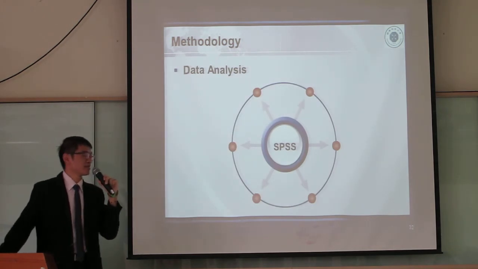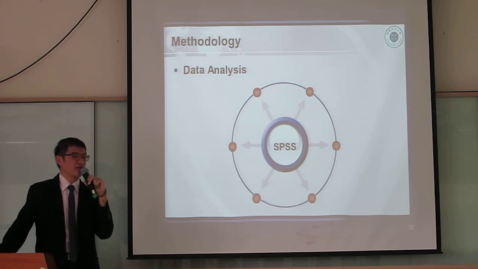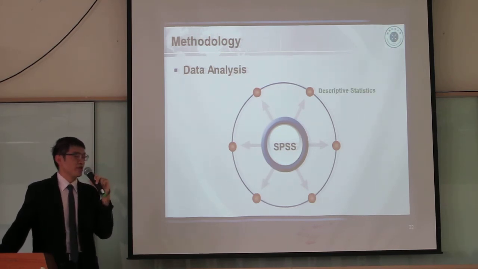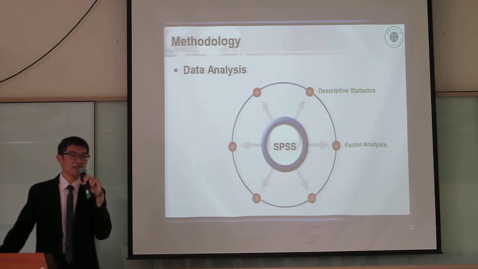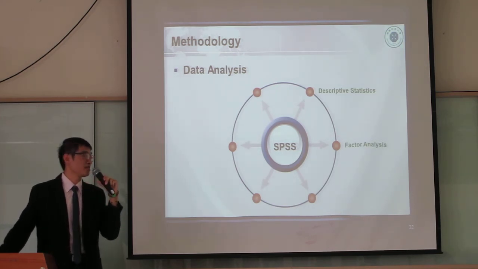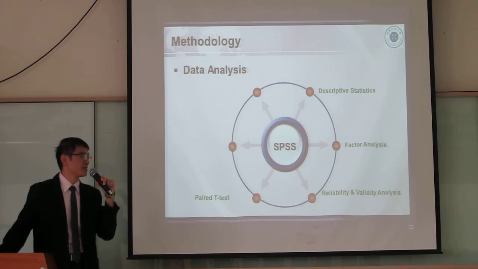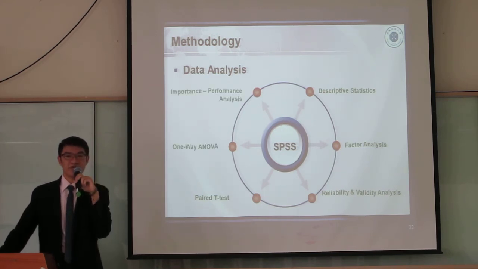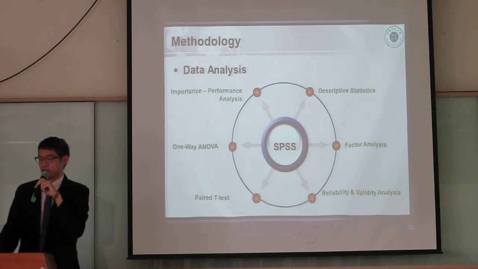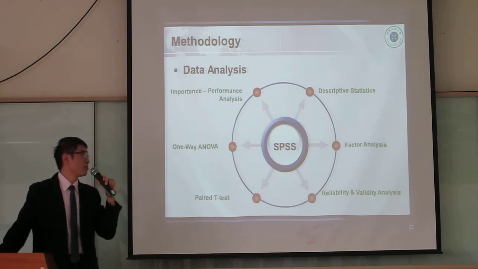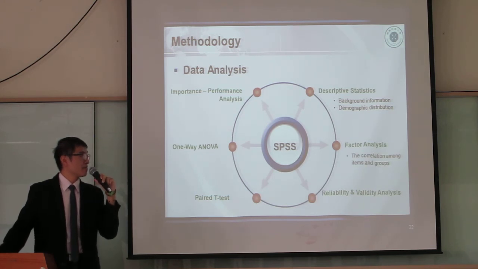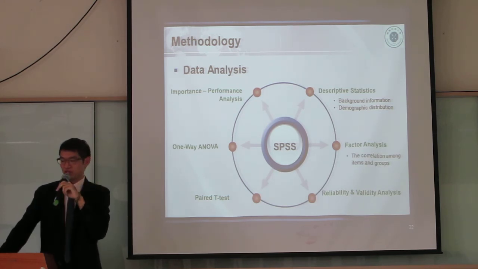There are six statistical analyses. The first one is descriptive statistics. The second one is factor analysis. The third is reliability and validity analysis. The fourth is the paired t-test. The fifth is one-way ANOVA. The sixth is IPA. For the descriptive statistics, we want to know the background information and the demographic distribution.